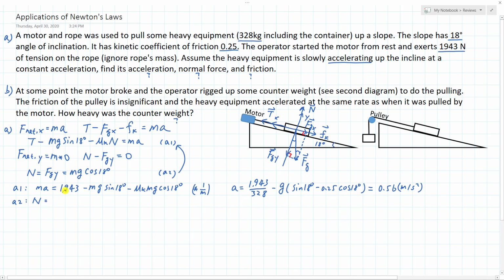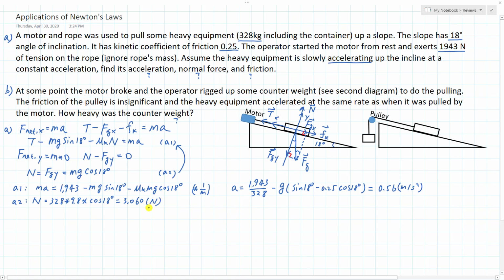Yeah, let's do it here. 328 times 9.8 times cosine 18 degrees, and then you can use your calculator. I already have the answer, and from your calculator you'll get 3060 newtons. Okay, so with the final answer comes the other unit.